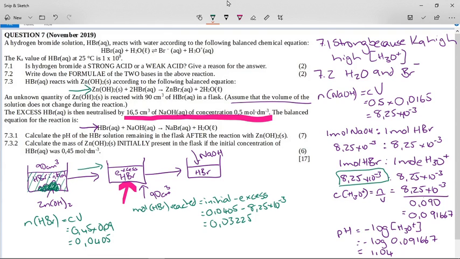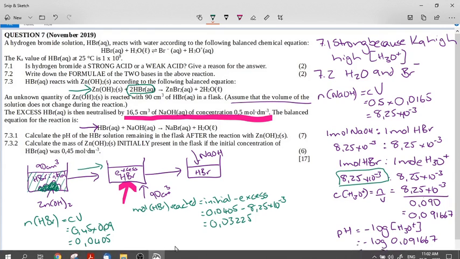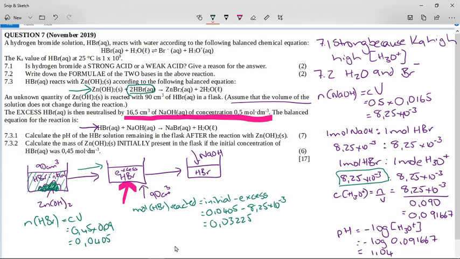So once we figured out how many moles reacted, we can go back to this first equation over here, because we're interested in the zinc hydroxide, and the only thing we know is this hydrogen bromide. So because of the balanced equation, we can then work out what's going on here. So we need to use the mole ratio here, and we can say that 1 mole of zinc hydroxide will react with 2 moles of HBr. Okay, so if my HBr that reacted was 0,03225, this is the big number of the ratio, and this is the small number.